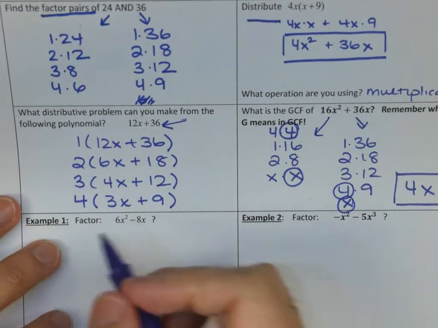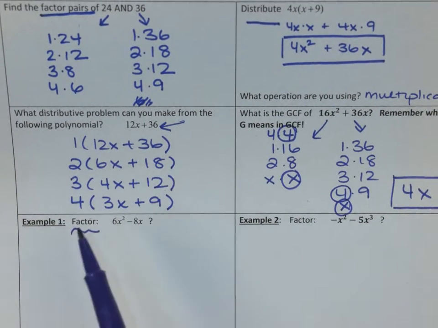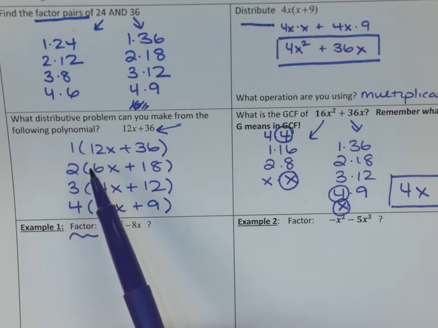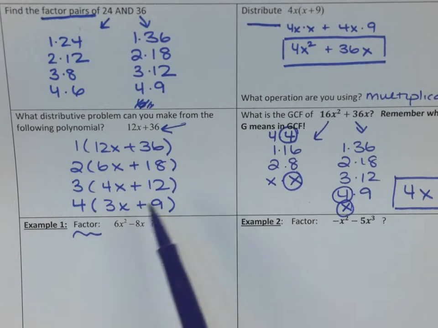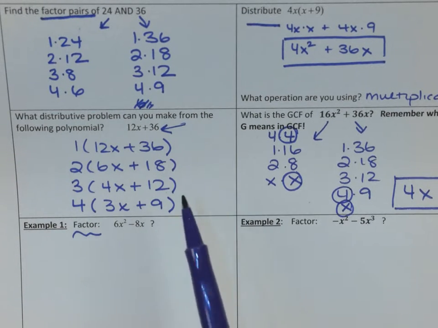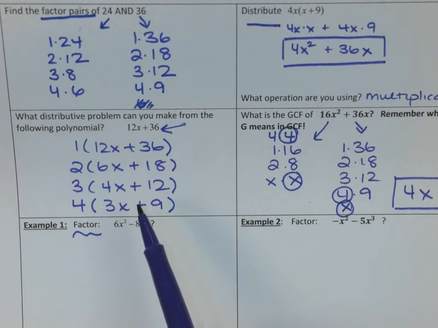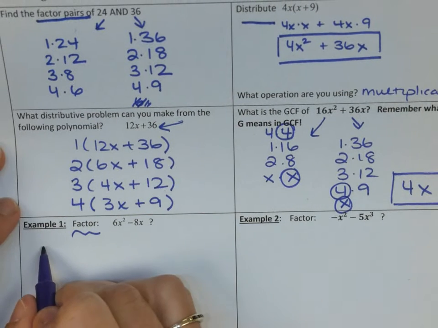So when we're asked to factor something, we're looking for what we had to distribute, and as you can see from this example, there were different ways that we could distribute to get the same thing. So what are we going to do to find out what we're going to distribute? We are going to use the GCF.